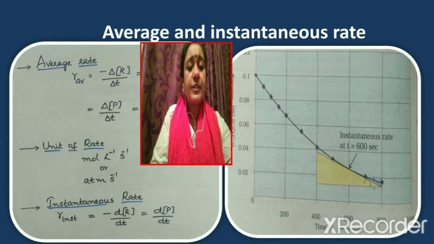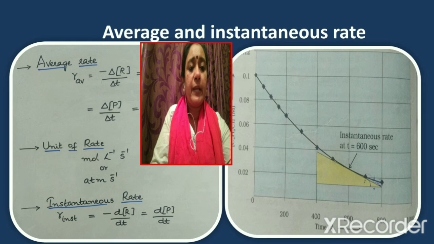What is meant by instantaneous rate? It is the rate of a reaction at a particular instant of time. We know that average rate is equal to minus delta R by delta T, which is equal to plus delta P by delta T. Now when delta T approaches 0, we get the instantaneous rate. So instantaneous rate is given as equal to minus dR by dt, which is equal to plus dP by dt.